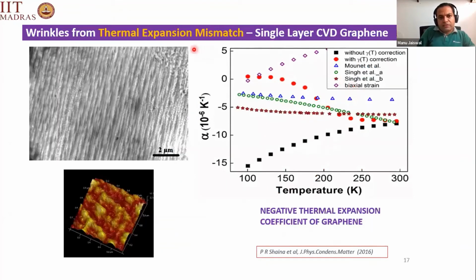This kind of stretching can also be experienced when systems undergo thermal expansion mismatch. For example, you put single layer CVD graphene on copper, where it is grown and cooled down. If you grow them on molten copper, you can generate extremely aligned wrinkles. And we looked at how this wrinkle morphology is important in the correct determination of the thermal expansion coefficient of this system.